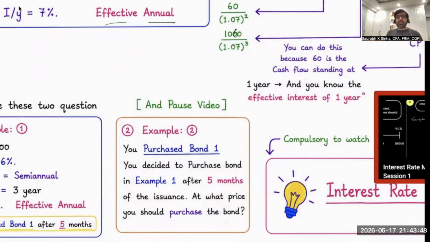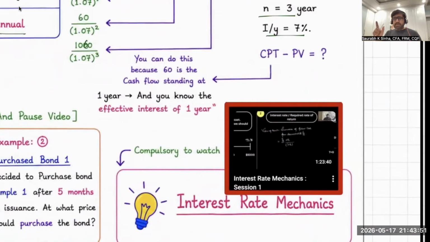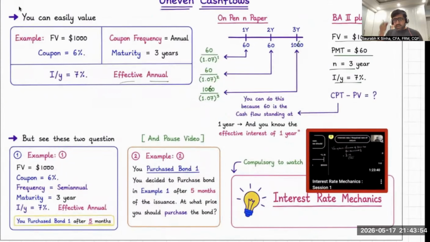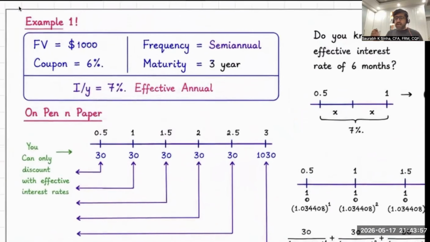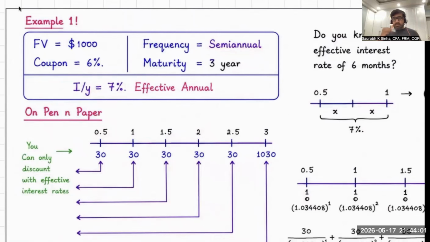If you're able to solve both the questions, then you're pretty good with valuation and specifically you're pretty good with interest rate mechanics. So let's solve the first question. The problem with this question is that the frequency of the coupon is semi-annual, and the effective interest rate is annual. There is a mismatch. So the first step is you have to find out the effective interest rate of semi-annual. That refers to the effective interest rate of 6 months. If you can find out the effective interest rate of 6 months, then yes, you can solve this question. Because what happened?